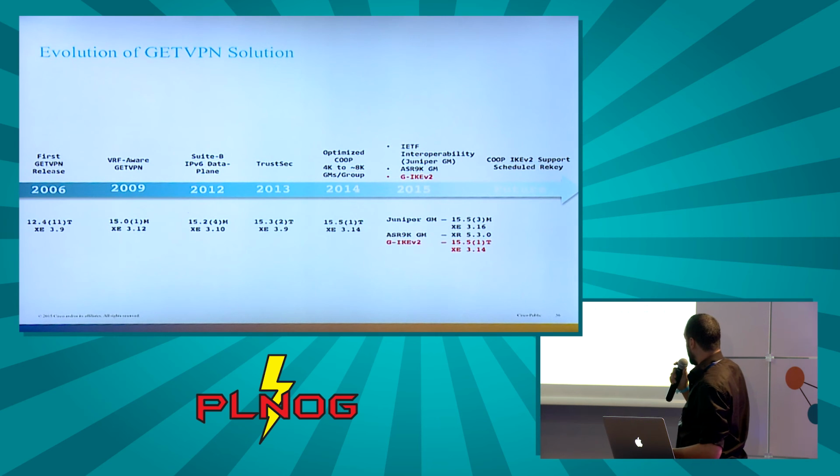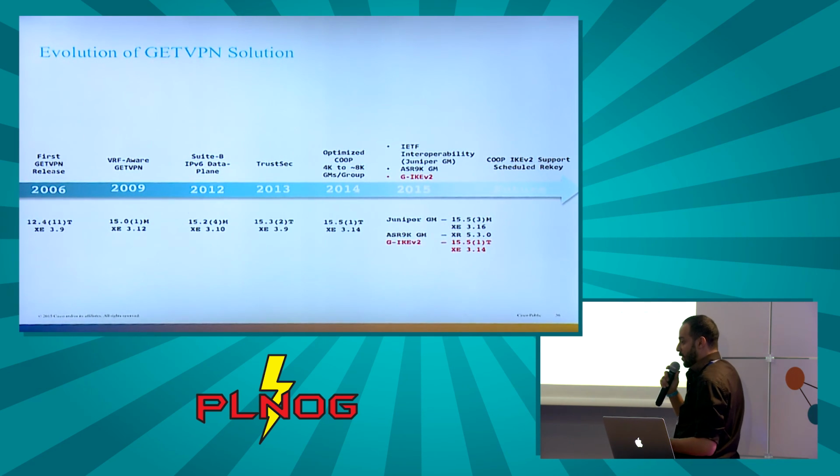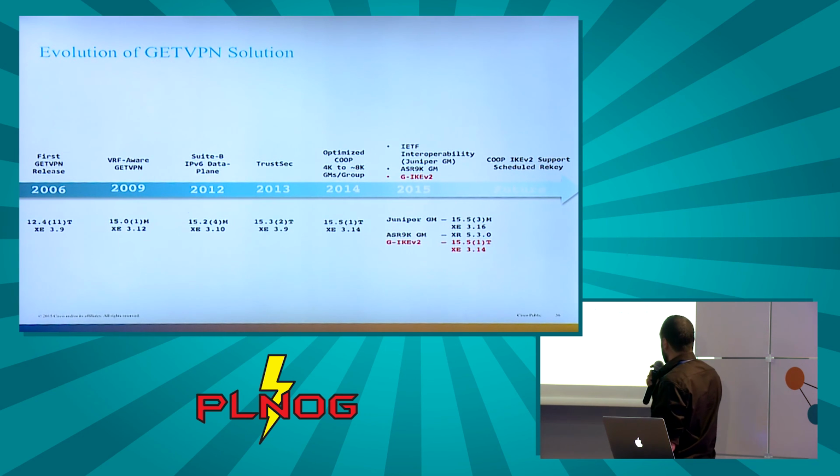And in the future, we will migrate the COOP protocol to IKEv2. And since IKEv2 supports fragmentation natively, we will be able to scale more. We don't have a number yet, it's still under development, but we are aiming to go up to 20,000 GMs.